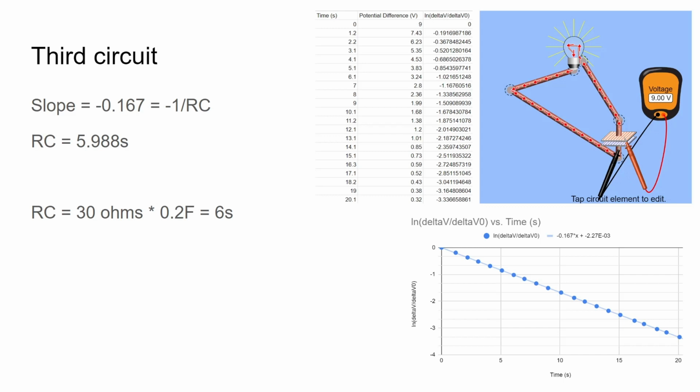An alternative way to measure RC was to multiply the resistance by the capacitance, or 30 ohms by 0.2 farads. This yielded a similar result of 6 seconds. These values are similar within a margin of error, showing the soundness of the potential measurements.